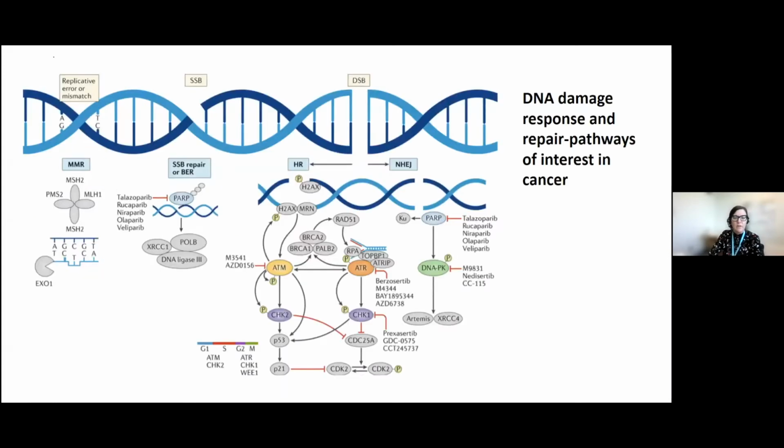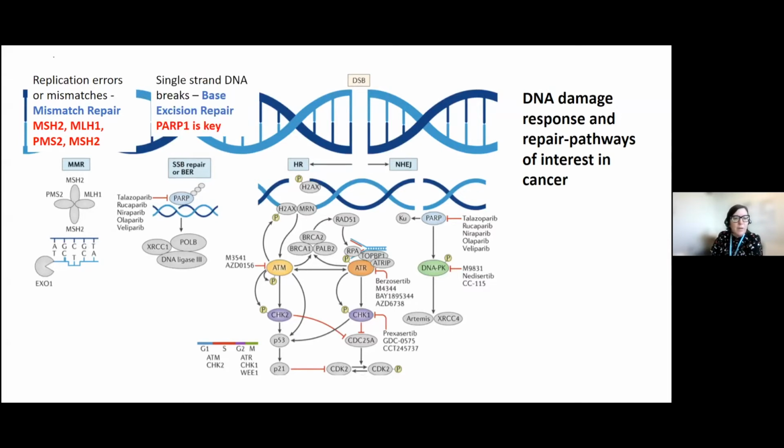So this is a very simplistic version of the DNA damage response, and it's really grouped into 5 pathways, 4 of which are shown here on the slide. So mismatch repair, we know, deals with replication errors or mismatches, and these are the genes that drive that pathway. And this is one thing that we test routinely now in endometrial cancer in terms of protein expression by immunohistochemistry. Base excision repair or single strand break repair is the pathway in which we target PARP1 with PARP inhibitors, and that's the key pathway to deal with damaged bases or single strand DNA breaks.